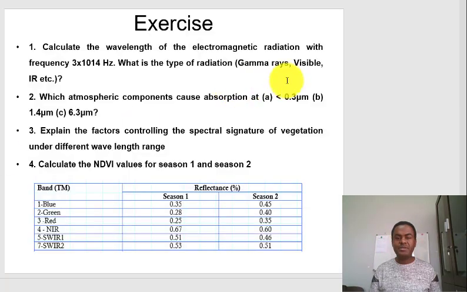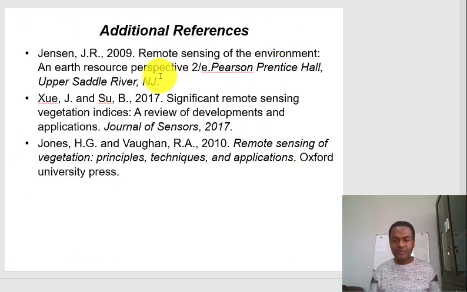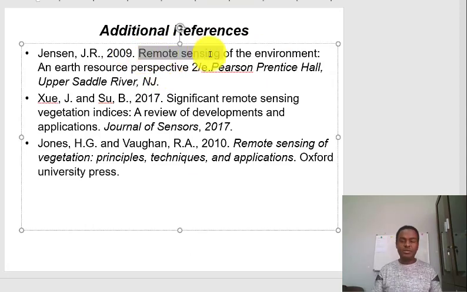Here are the additional references for your consumption. This is Remote Sensing of Environment. It's a very good book, and this is a journal article. This is also another very good book that you need to find and read.